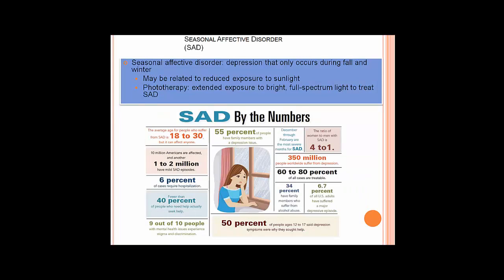Then there's something called seasonal affective disorder, or SAD, and I can't tell you the number of people I've talked with who have seasonal affective disorder. It's depression that only occurs during the fall or winter. It may be due to the change in light. It may be due to memories or reminiscences about the season or Christmas and so on and so forth. A lot of times what we call phototherapy really helps with this. And this is just extended exposure to very bright, full spectrum light, and it works.